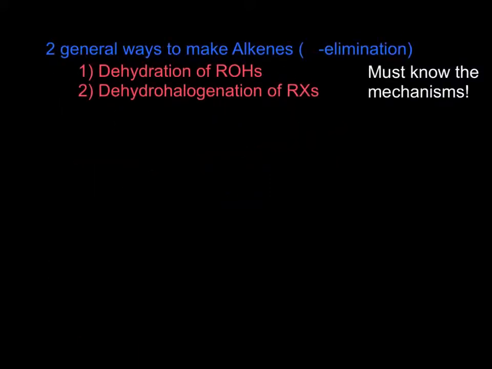Now we're going to learn there are 2 major ways to make alkenes. You do need to know these mechanisms and the conditions. We're going to see this over and over and over again.